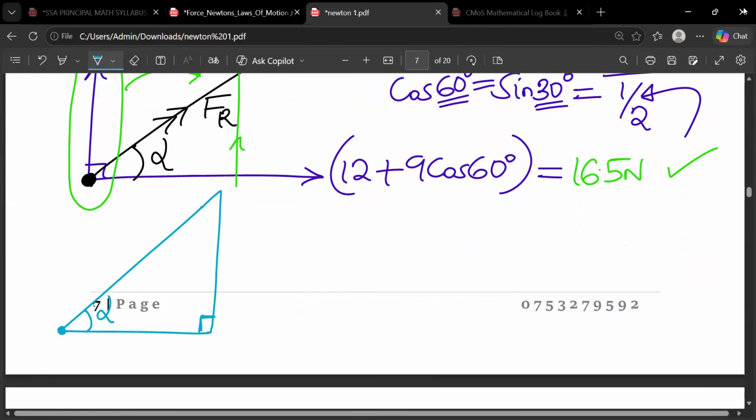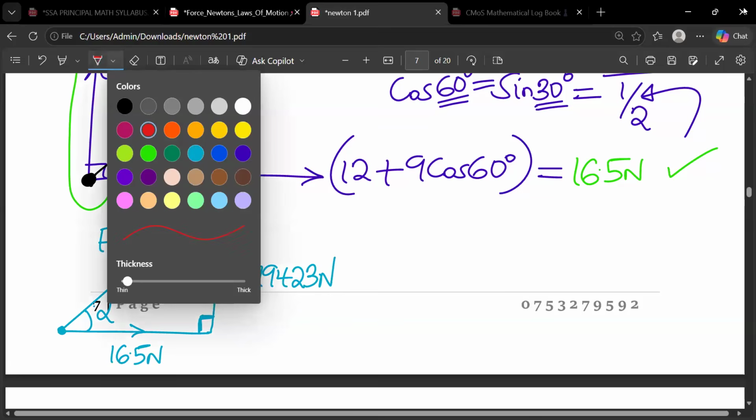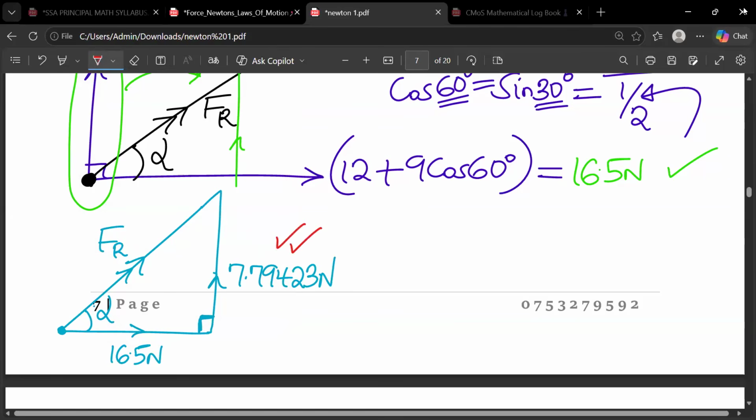Someone is like, but why does that angle of 90 shift? The horizontal and vertical components are supposed to be at an angle of what? Of 90. So here you come and put your 16.5 newtons. Then this one going up, it is 7.79423? Hope that value is right. Then like that. Then don't forget the resultant force with 2 arrows, then capital F and subscript capital R, like that. So that is the diagram that they are going to mark. Hope people can draw these diagrams on their own.